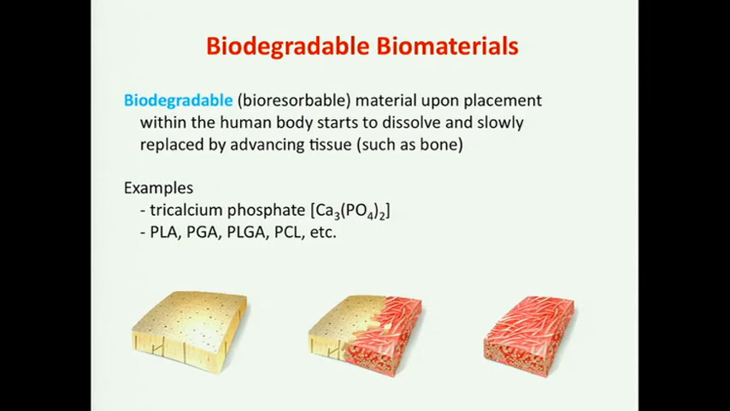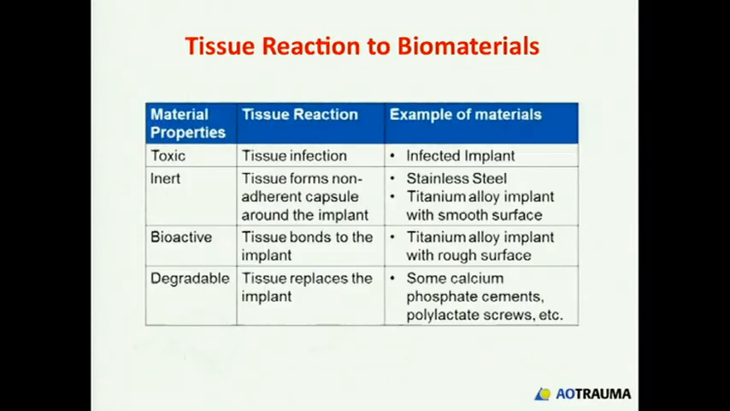So biodegradable materials, which we as tissue engineers really like using, which we take advantage of a lot, or bioresorbable is another way of saying that. Upon placement within the body, they start to dissolve and are slowly replaced by the advancing tissue. So we are taking advantage of this and making scaffolds with that. I'll give you some examples.